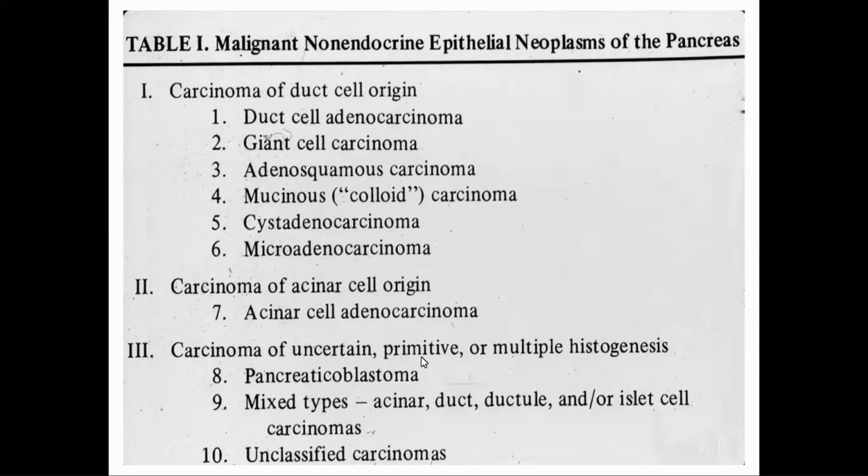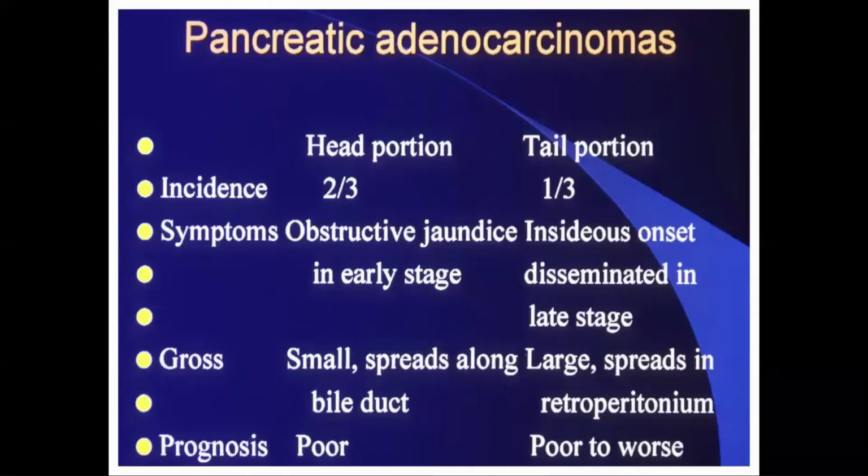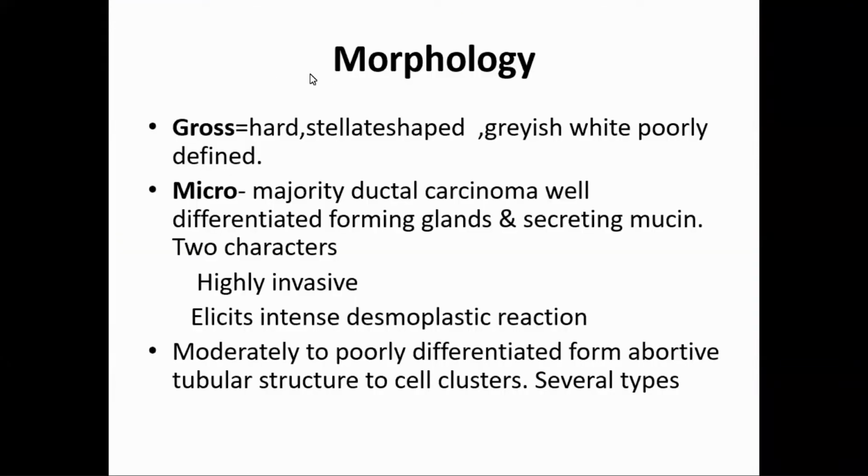Now, carcinoma of uncertain primary or multiple types, you are not supposed to know that. Pancreatoblastoma, mixed type, with all that is a mixed type of carcinoma, unclassified carcinoma. So at least remember these two: carcinoma of ductal cell origin as well as carcinoma of acinar cell. At least that should be in your mind. Of course, nobody will ask you this classification because they have written only morphology and complication. This is not important.